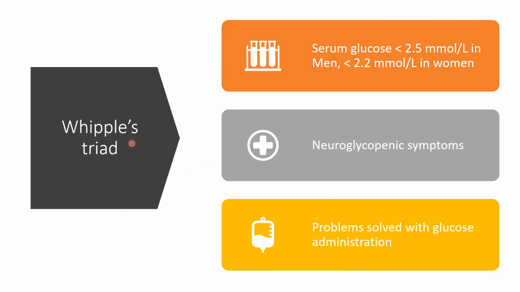That's what is known as Whipple's triad. What do I mean? There is serum glucose that is less than 2.5 millimoles per liter in men, or less than 2.2 millimoles per liter in women, with neuroglycopenic symptoms: confusion, dizziness, even coma. Then you assess the glucose level, you discover it is low, with neuroglycopenic symptoms, then you administer glucose intravenously, and the patient bounces back, and the neuroglycopenic symptoms all disappear. If that is the case, these three, low glucose level, neuroglycopenic symptoms, and you administer glucose and the patient is fine, that is Whipple's triad. Three: low glucose with the symptoms, the treatment, and resolution.